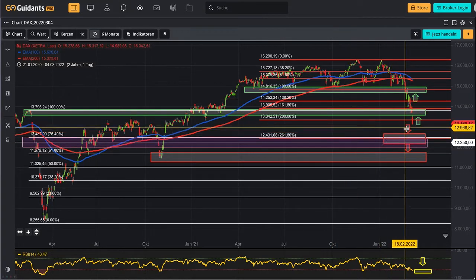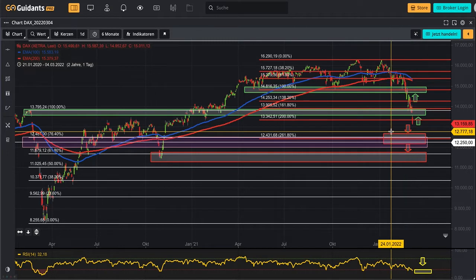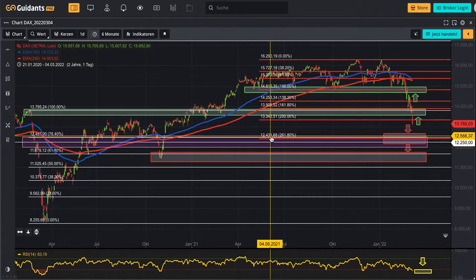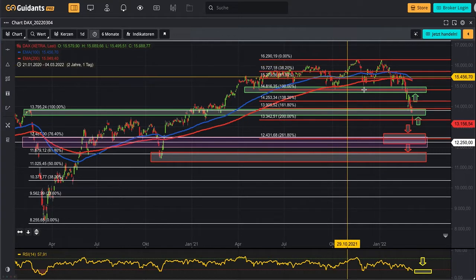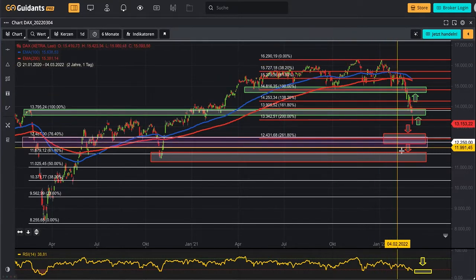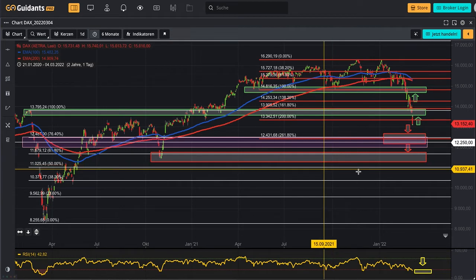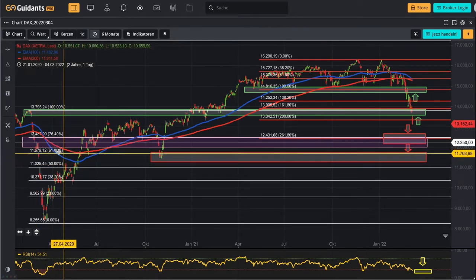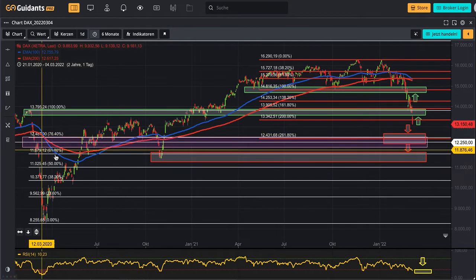Right now we are heading down to that first red target zone at around 12,431.68 as a 261.8 projection to the downside from that red Fibonacci analysis. You see a next target to the downside in combination with that 61.8 level from the longer term analysis I told you about a couple of seconds ago. So that 12,467.9 and that 12,487.90 area is something we could observe into the next week ahead.